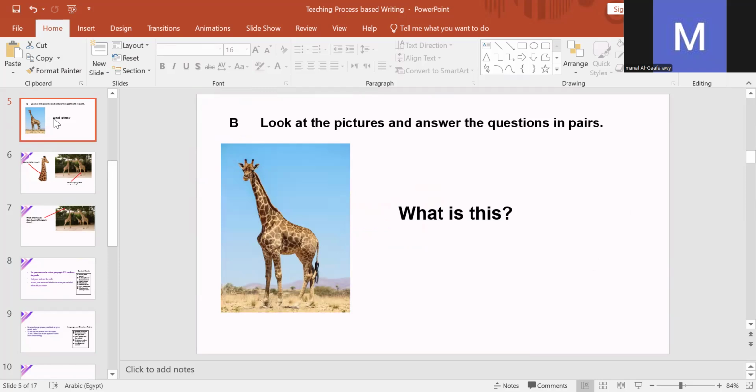So here, if we analyze what we are seeing, we have a picture of the same animal. And here, the task asks me, look at the pictures and answer the questions. So your role here is that you are asking students questions, brainstorming their knowledge, helping them to brainstorm their ideas. What is this? So I'm encouraging students to come up with ideas about what they see.